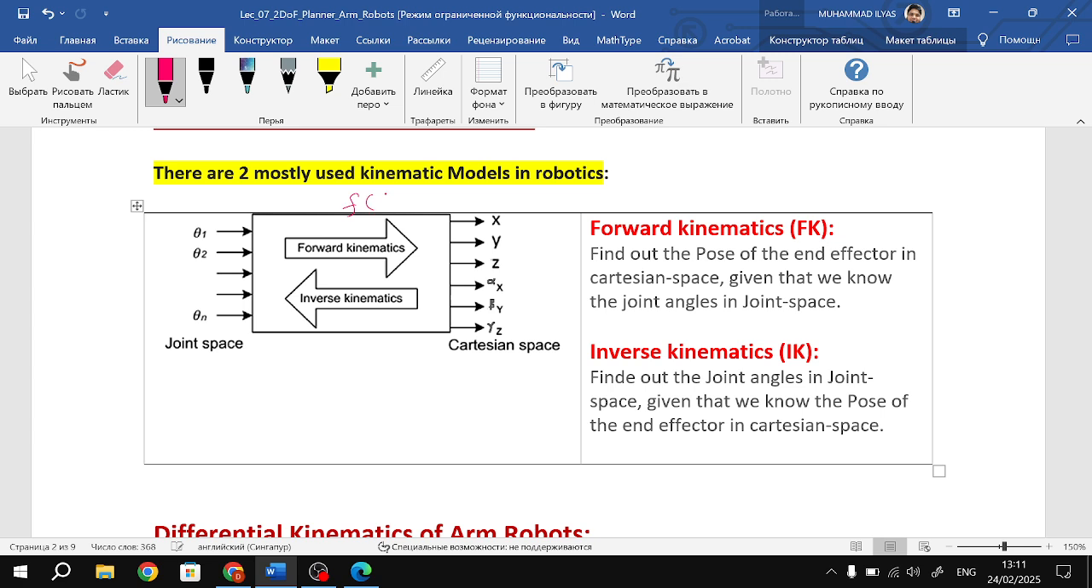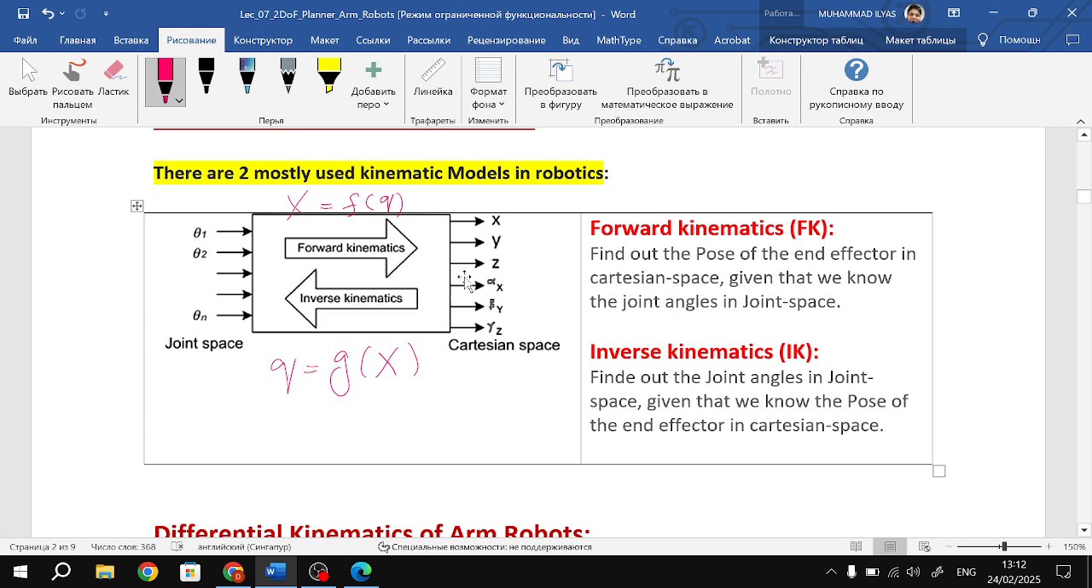We can represent it like this. Q is the joint variables, and we get this vector x. This whole vector x means 3 positions and 3 angles, right? This is for forward kinematics. For inverse kinematics, we know the Cartesian space parameters, and we apply some function, and then we get the joint angles, the joint variables. So this is inverse kinematics, right?